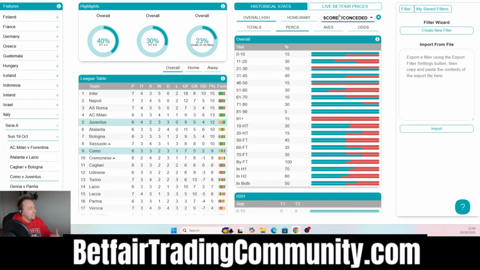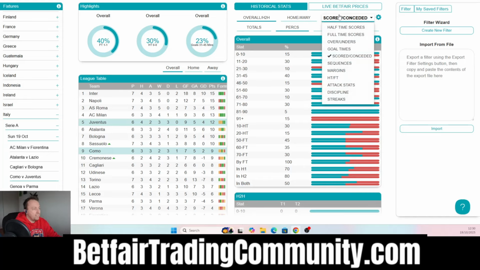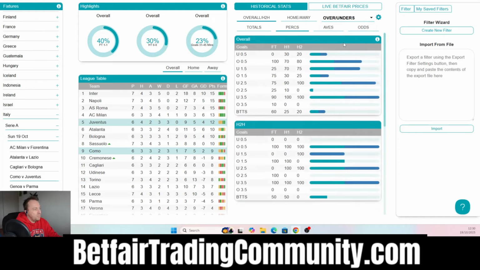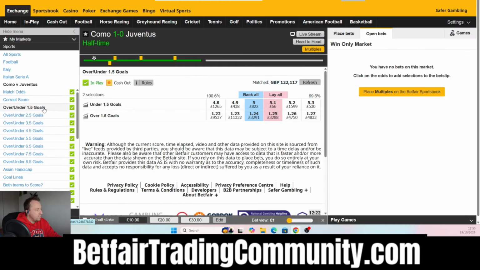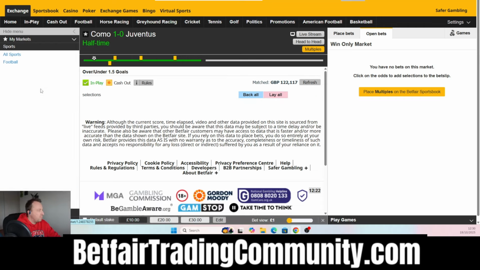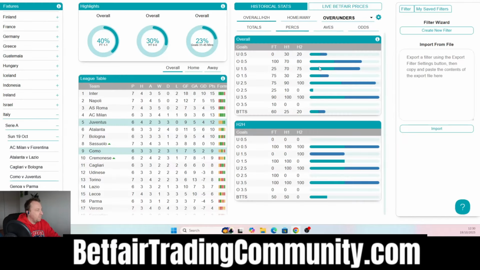And obviously we want it to go our way, and we want to look at what stats can help us with that. As we look at over-unders here, we can see that over 0.5 was 100%. Now, if we go to the overs markets, which is another thing that's good to check out, you can see over 1.5, still pretty short. Okay, I think there's definitely going to be a second half goal, but at that price, do you want to take it? It's marginal. That's why I'm much more interested in getting something in on the match odds. But I do think there is going to be a second half goal. Like I say, 80% of the time there's a second half goal when Como are playing at home and Juventus are playing away, last 10 matches.